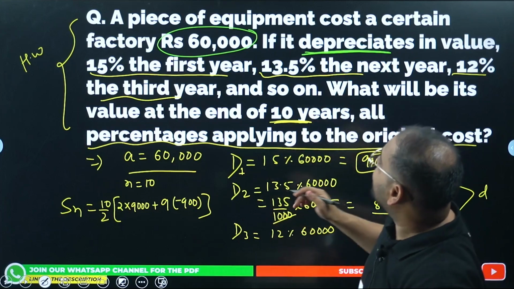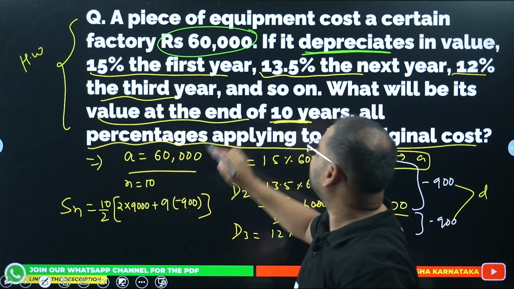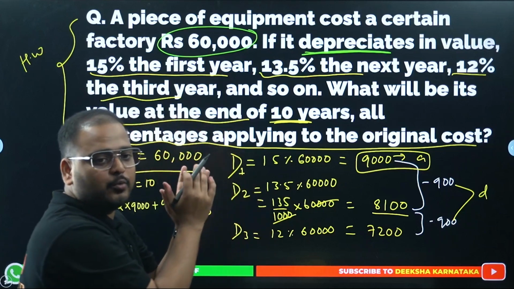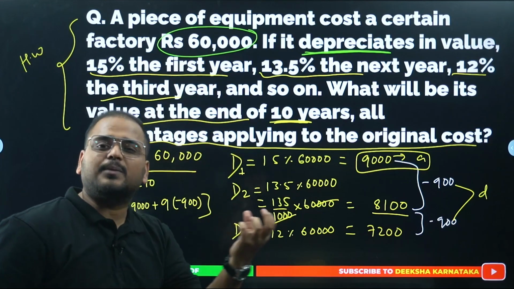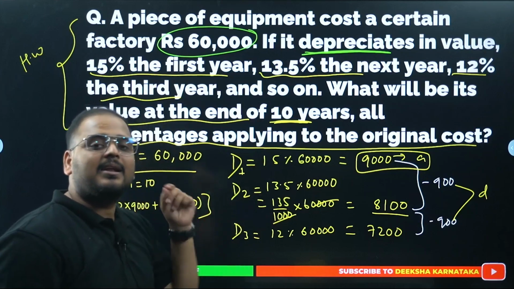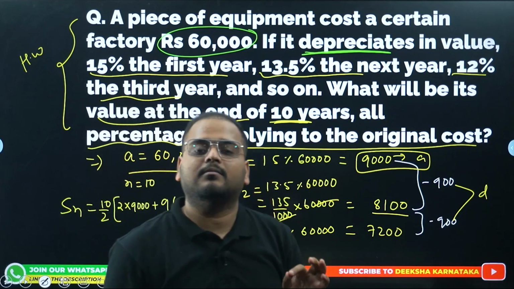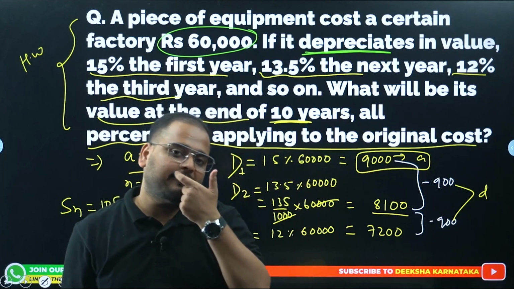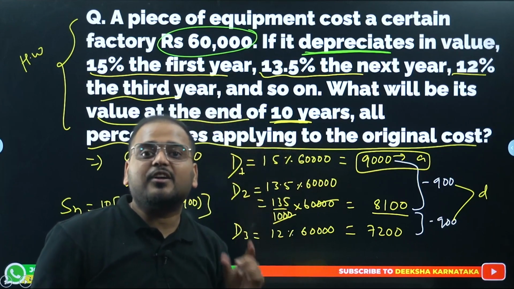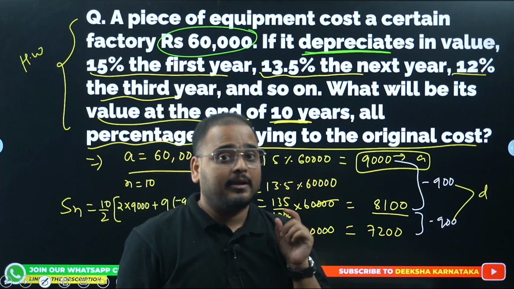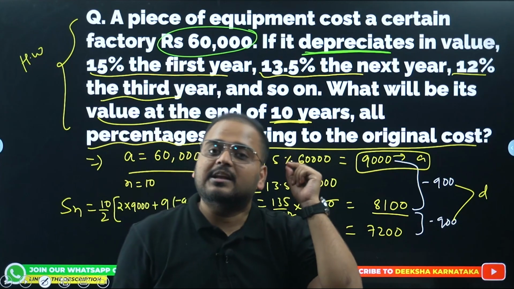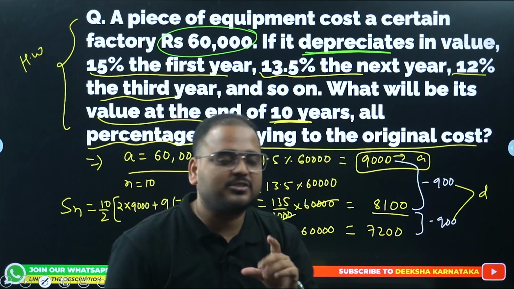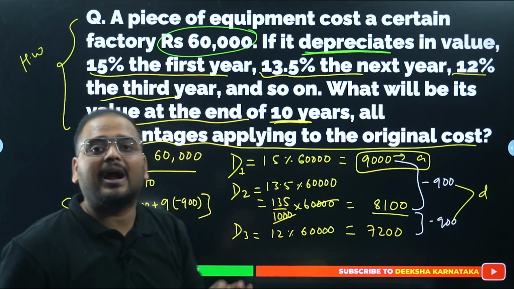They're asking you the value at the end of 10 years. So whatever was the total original value, 60,000, minus the total depreciation in 10 years. Let's say every year it was 1,000 rupees. First year 1,000, second year 1,000, so in 10 years I'll have 10,000 rupees depreciation. So in the beginning it was valued at 60,000 rupees.